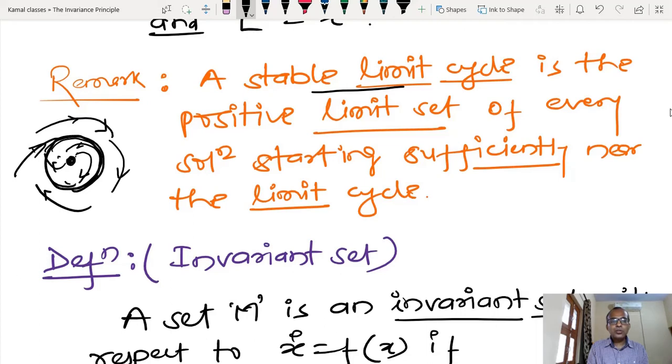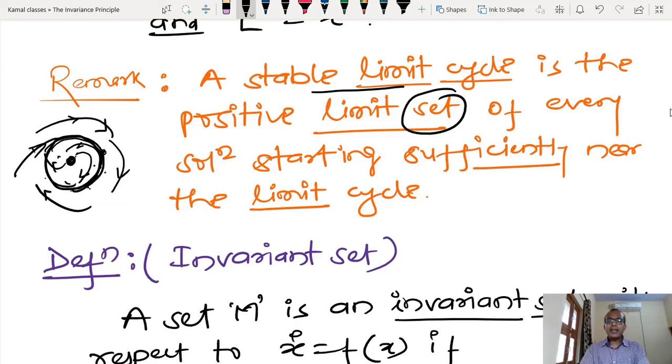And once you start from anywhere inside this set, you are not going to leave. Okay, so due to that reason, this has some kind of stability property: if you are trapped somewhere, you can move along this particular orbit, but you are not going to leave that orbit. Okay, so a stable limit cycle is the positive limit set. That is not a point, that is a set, because I have several points here, for every solution starting sufficiently near the limit cycle. What does it mean? That if you start near the limit cycle, you are going to converge there.